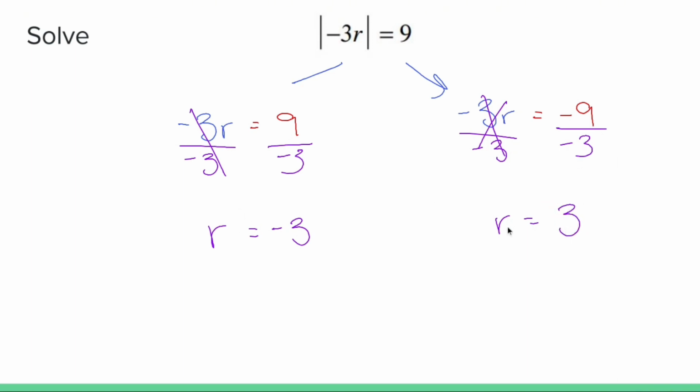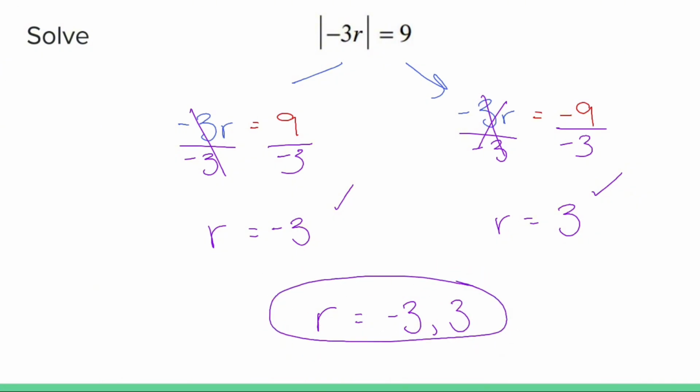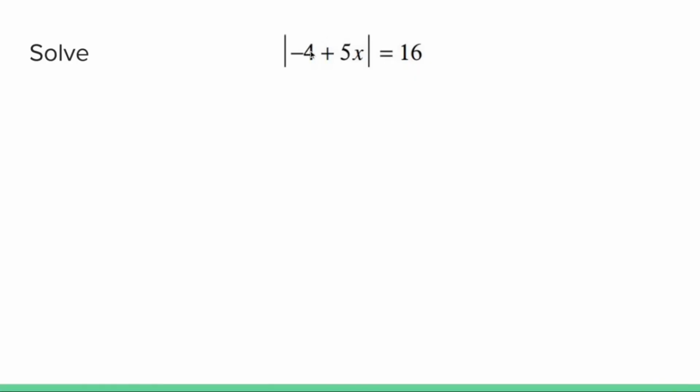Now, before we're done, mentally check your work. Negative 3 times negative 3 is positive 9. The absolute value of positive 9 is 9. Checkarooski. Negative 3 times positive 3 is negative 9, but the absolute value of negative 9 is positive 9. Checkarooski. So we have two answers. We have negative 3 and we have regular 3, and that's how you do a simple absolute value equation. Dunzo.